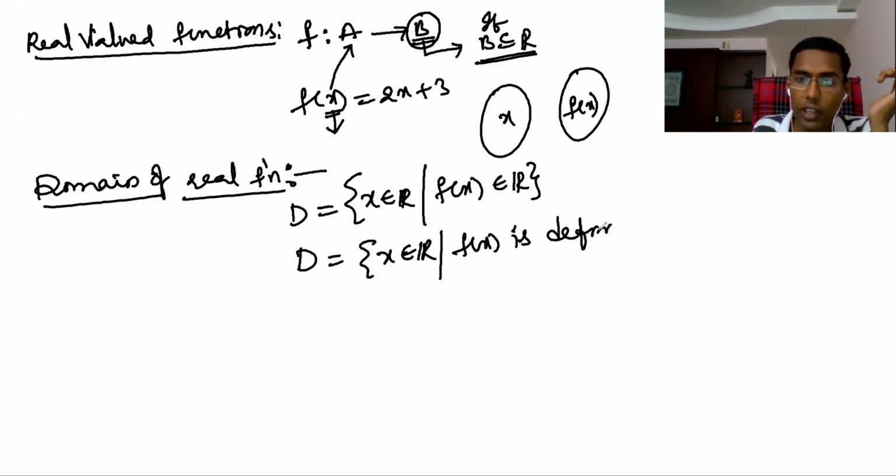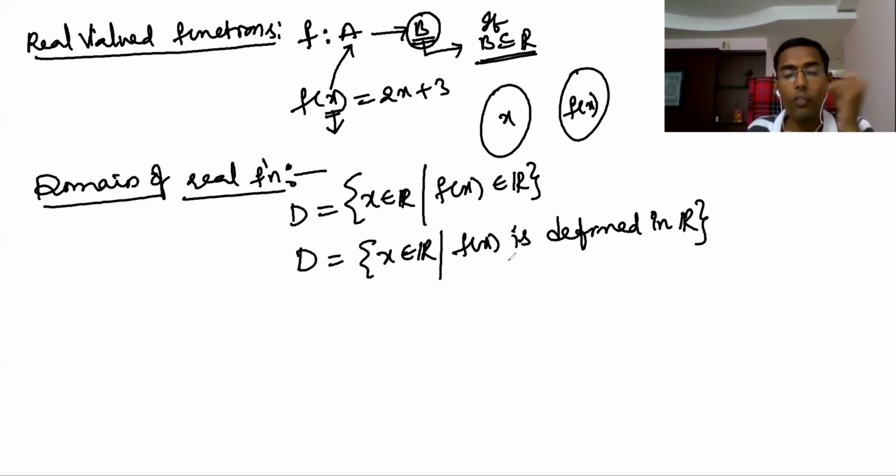F of x is defined in real numbers. F of x has to be defined. Okay, this is domain of real functions. Domain means what? Set of real numbers where f of x is also real. So that is what I'll tell anyway here.